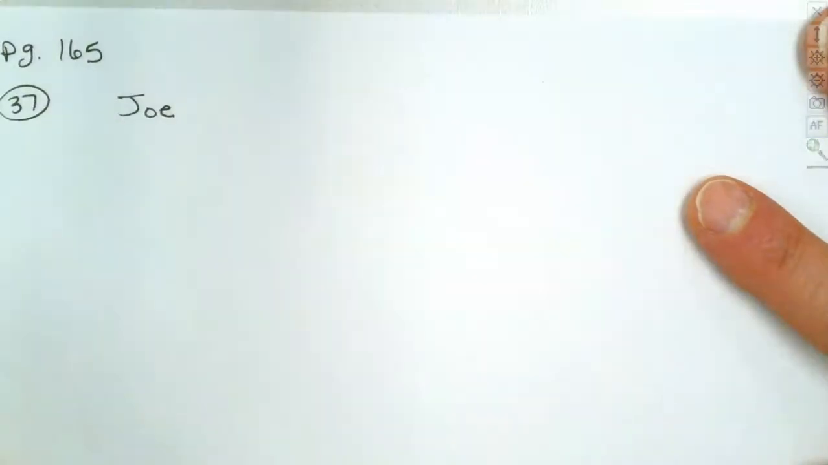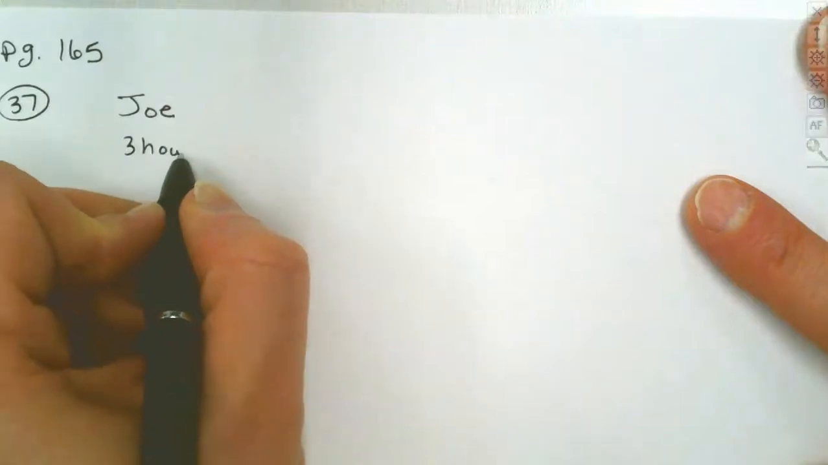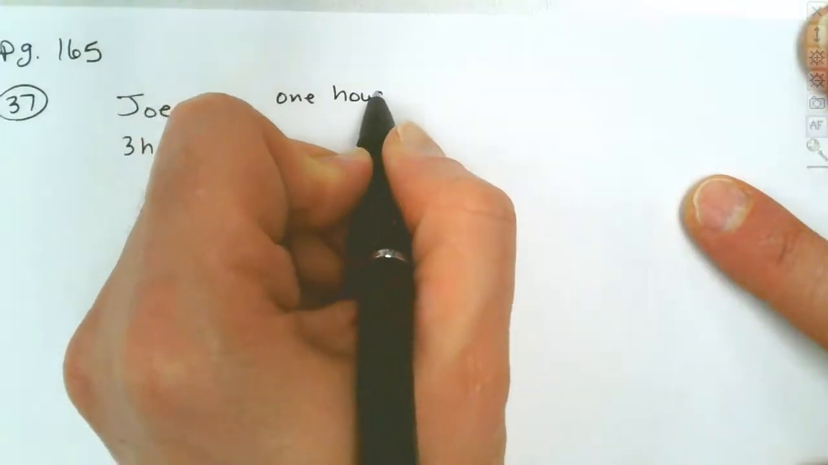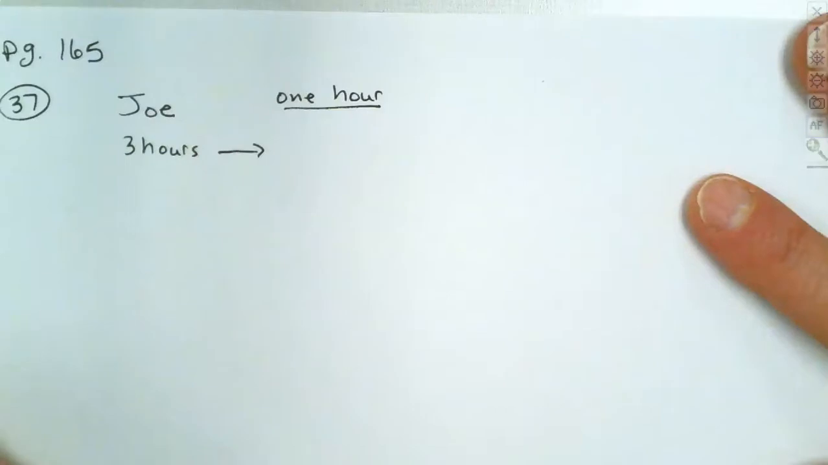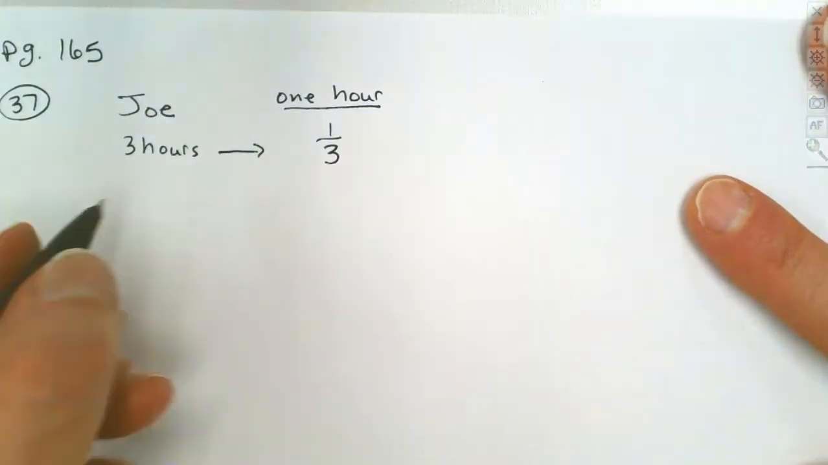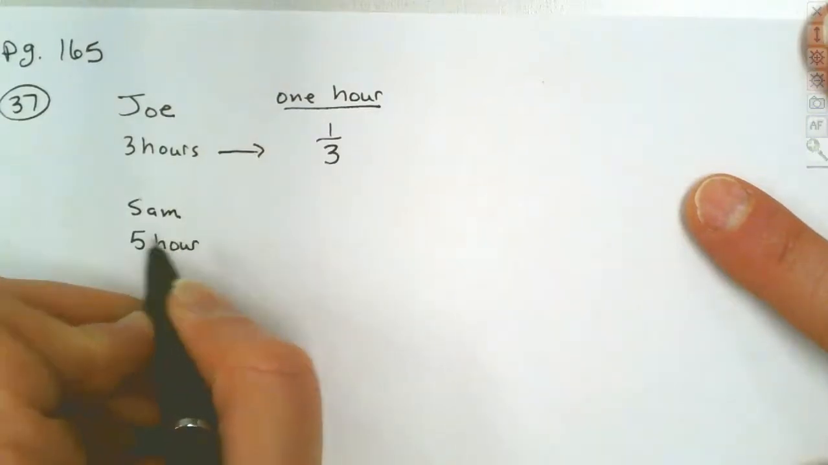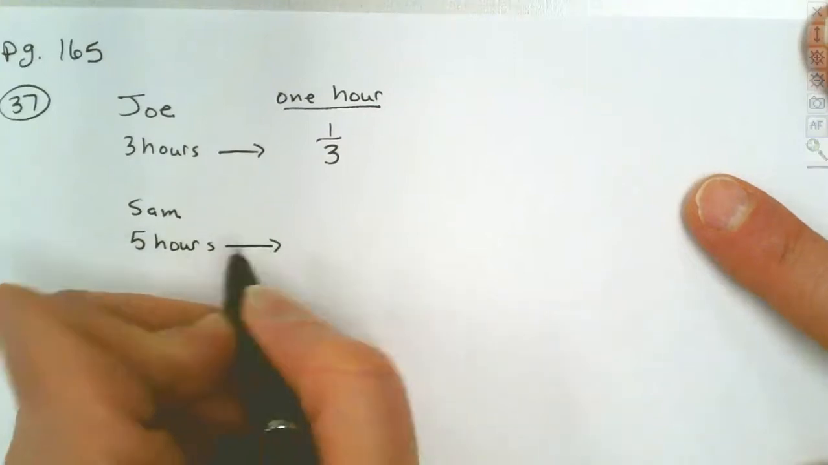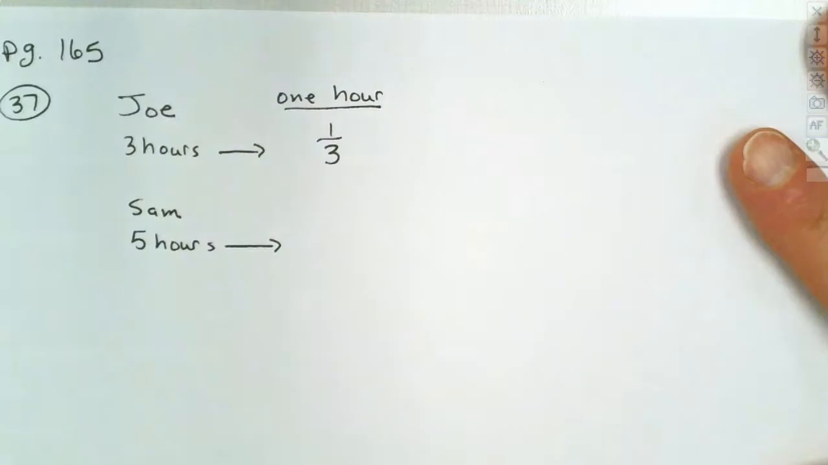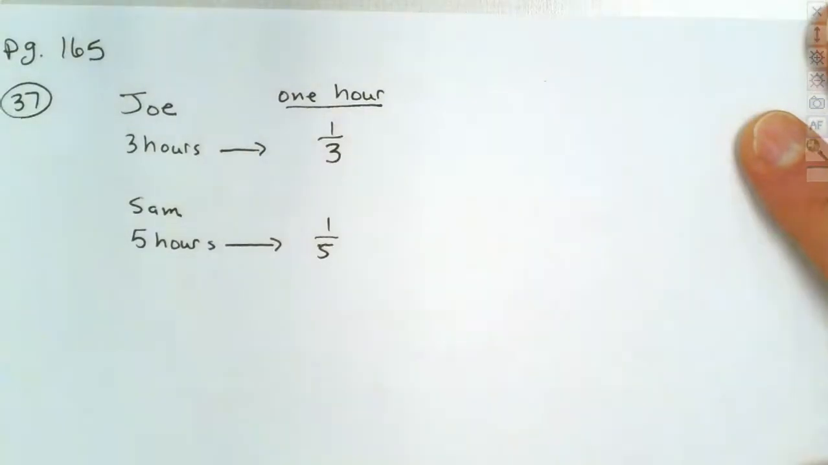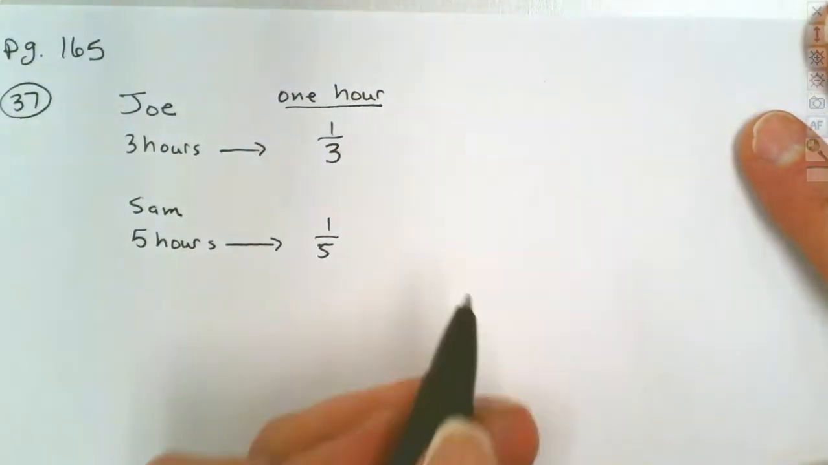Now, Joe can paint the house in 3 hours. So how much of the house can be done in 1 hour? What fractional part of the house is done in 1 hour? If it takes him 3 hours to paint it, then in 1 hour he's done a third of the house, right? Now what about Sam? Sam takes longer, so he takes 5 hours to paint this house. So how much of the house is painted in 1 hour for Sam? If it takes him 5 hours to paint it, then in 1 hour he's painted what? 1/5 of the house.